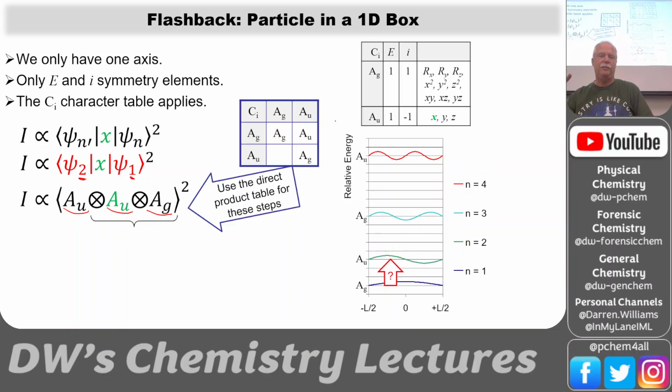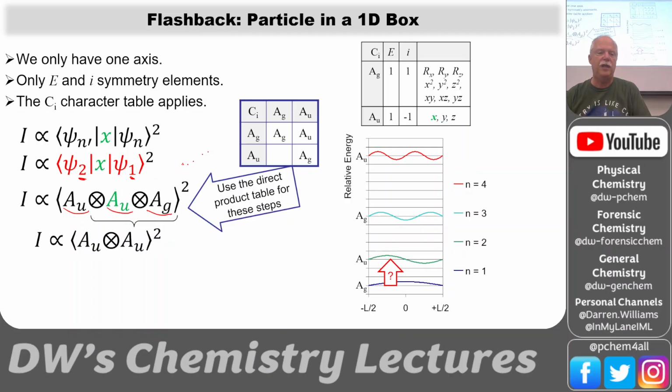Now this is a very simple character table. It only has 2 options, AG and AU, so it's just a 2 by 2. If we have something like D6H where it's got 12 or so rows, it's going to be a 12 by 12. So some of the direct product tables are pretty big. And so then we use this table to simplify these multiplications.